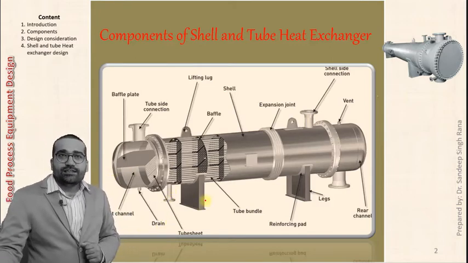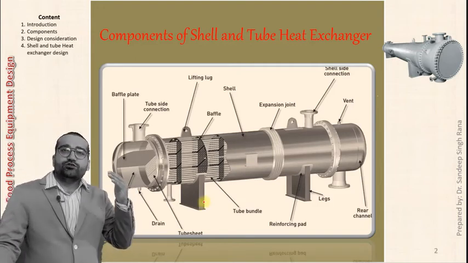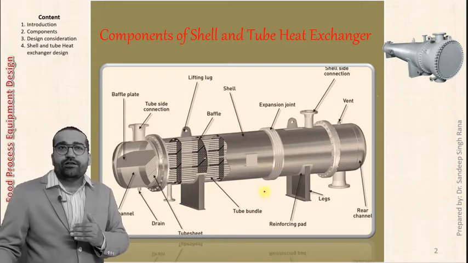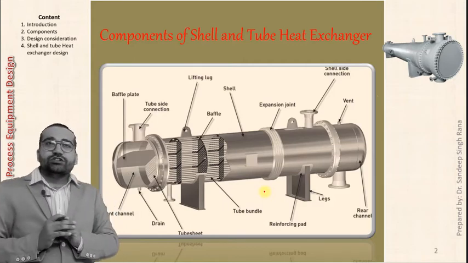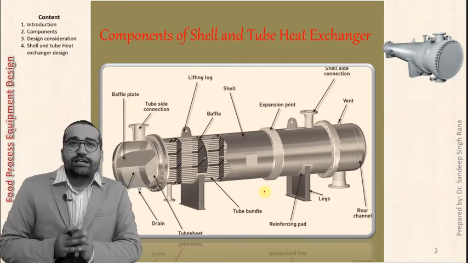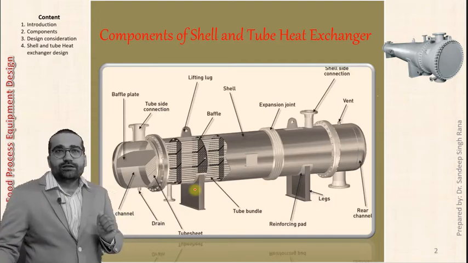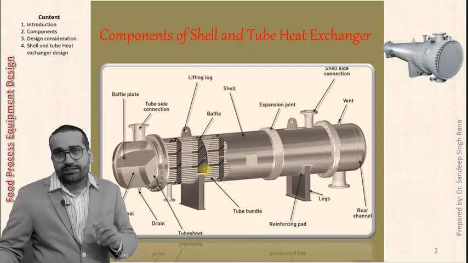and these are the components to hold the shell and tube type heat exchanger. This is for increasing the length of the shell and tube type heat exchanger. This is also known as expansion joint. Then next one is, this is shell, of course, and these are the baffles.